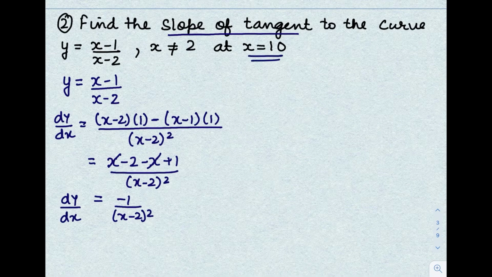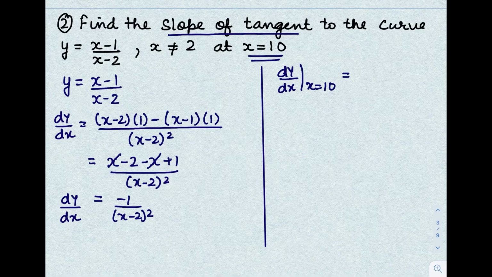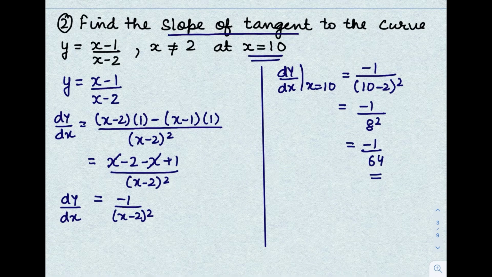Here also we have been given the point x equals to 10. So dy by dx at x equals to 10 will become minus 1 upon x is 10 minus 2 whole square. So it becomes minus 1 upon 8 square, that is minus 1 by 64. This is the required slope of the tangent.